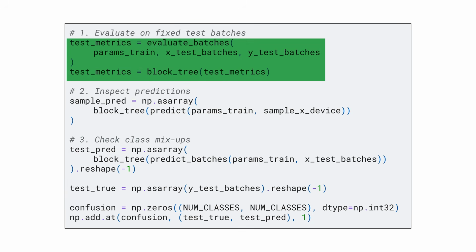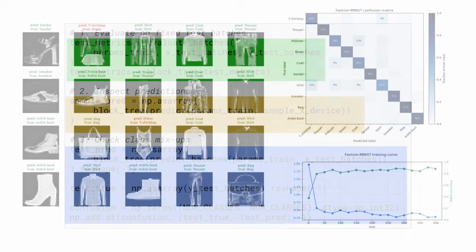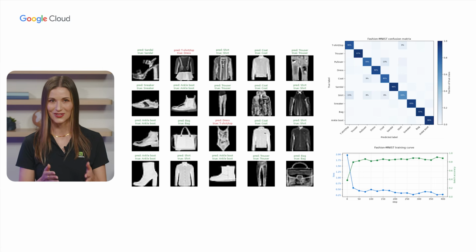After training, evaluate on fixed test batches. Inspect predictions and check the confusion matrix. A useful loop tells you what the model is doing and not simply follows the loss curve.